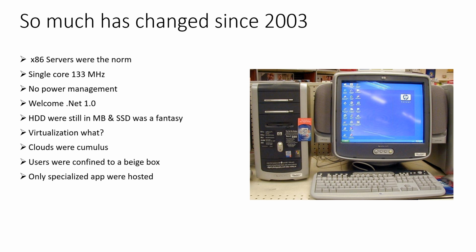And then once we have that app migration strategy in place, now we start looking at that Server 2003, and we say, okay, let's face it, when we deployed that thing, x86 was the platform. It was a single core. We didn't have power and capacity management. We used hard drives and not SSDs. And, you know, clouds were cumulus. A lot has changed since then.